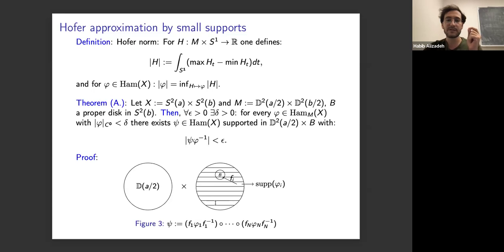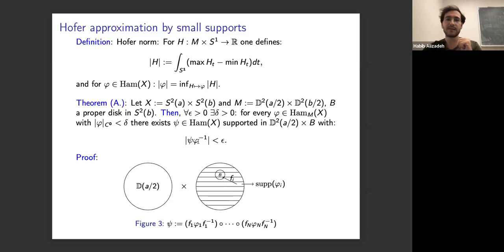I can move this strip to B by a very small displacement energy, by a very small Hofer norm. Fi could have a very small Hofer norm; the Hofer norm of Fi could be equal to the area of these strips. So now if I look at this, psi composed with phi inverse, just by the triangle inequality, I can bound this Hofer norm by the Hofer norms of the Fi's, which are very small, and then you get the result. It's just a conjugation argument.